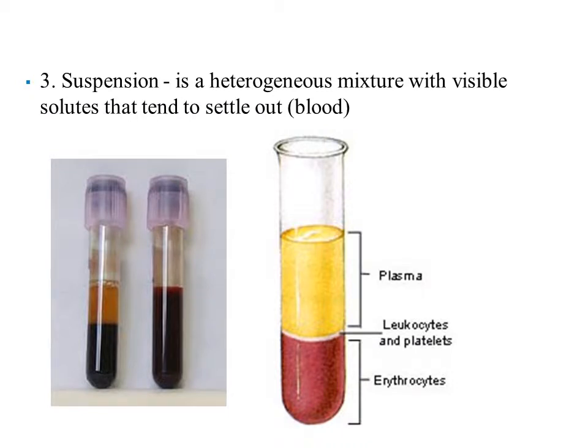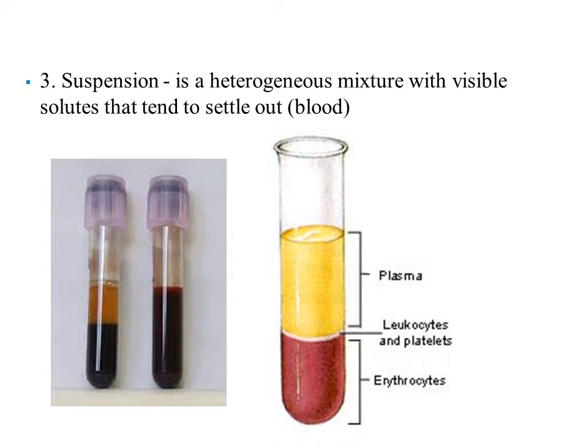The third example of a mixture is suspension. A suspension is a heterogeneous mixture with visible solutes that tend to settle out. The example we will use is blood. If you were to drain some of the blood from your femoral artery and put it in a test tube and let it sit, it would separate.